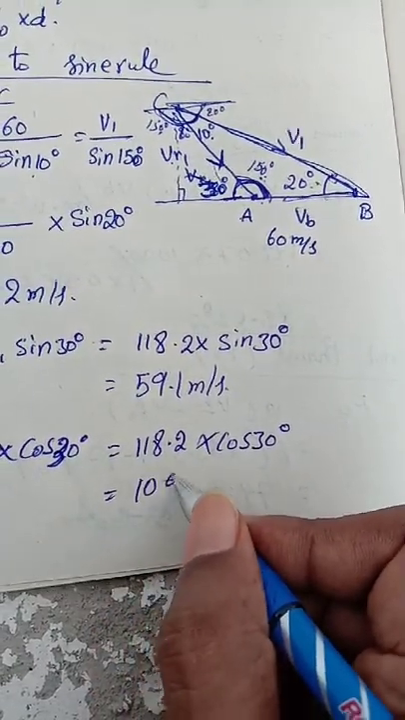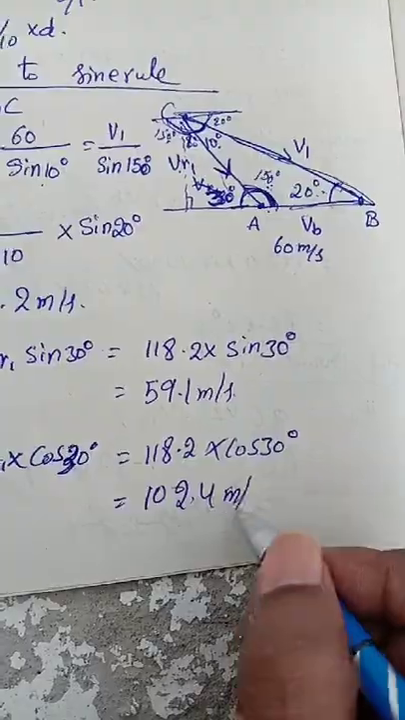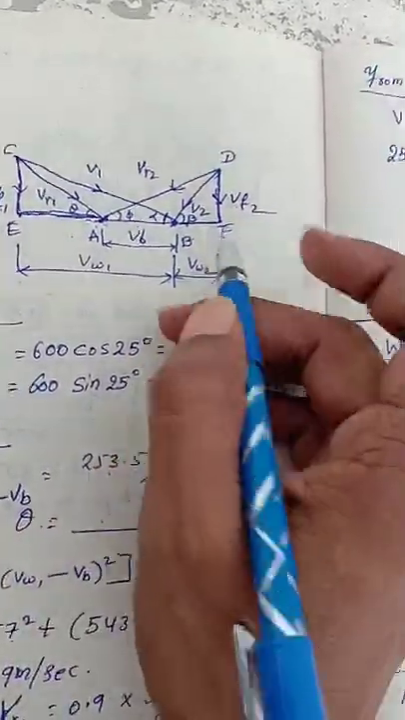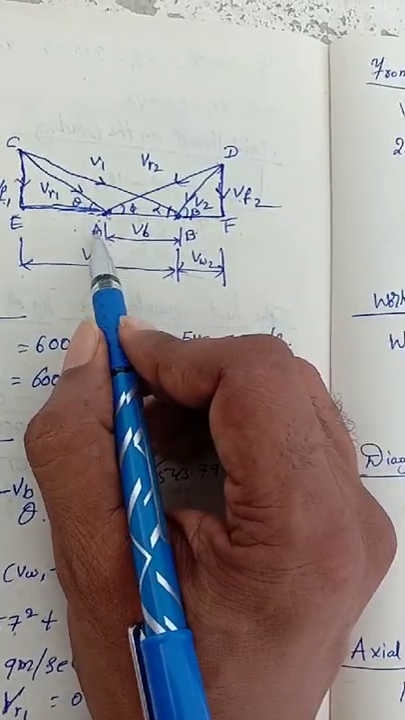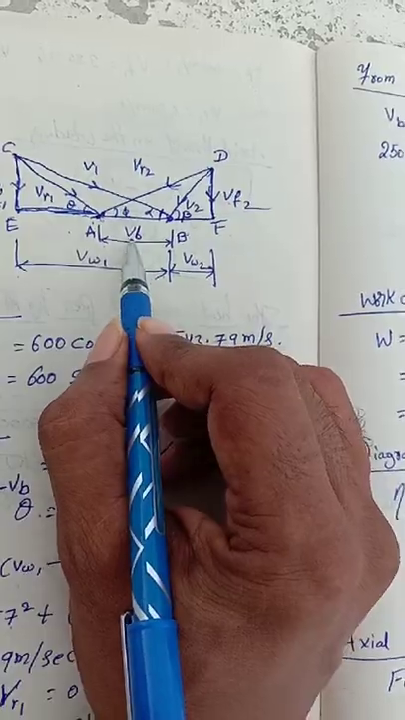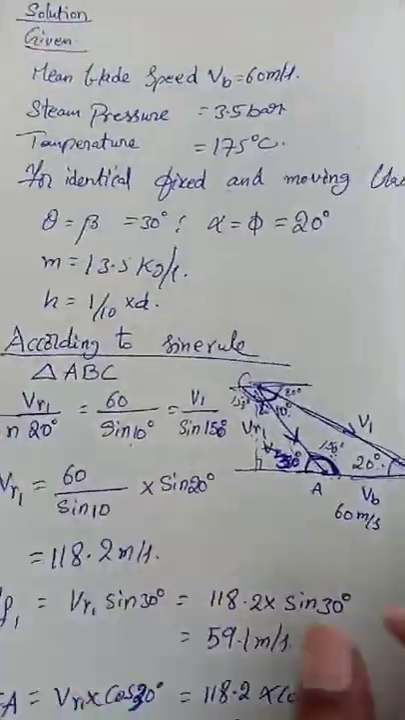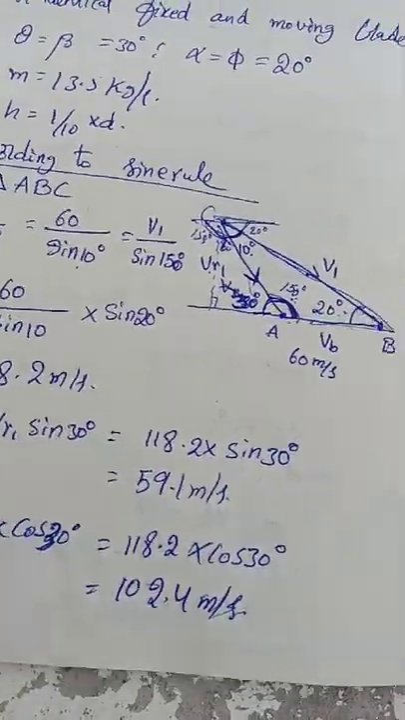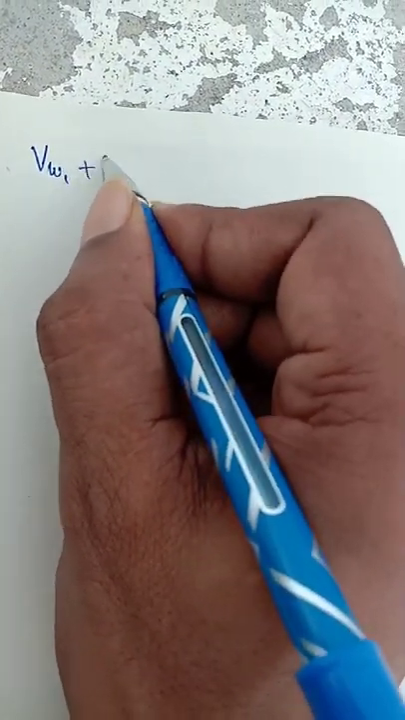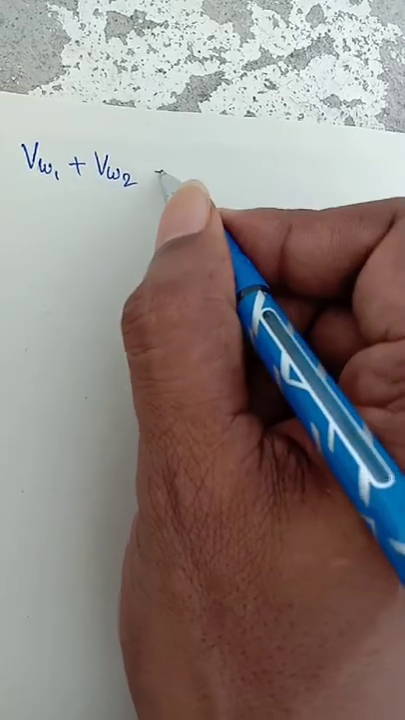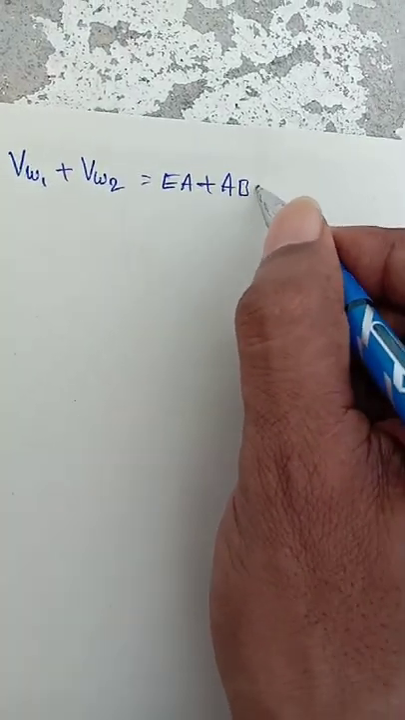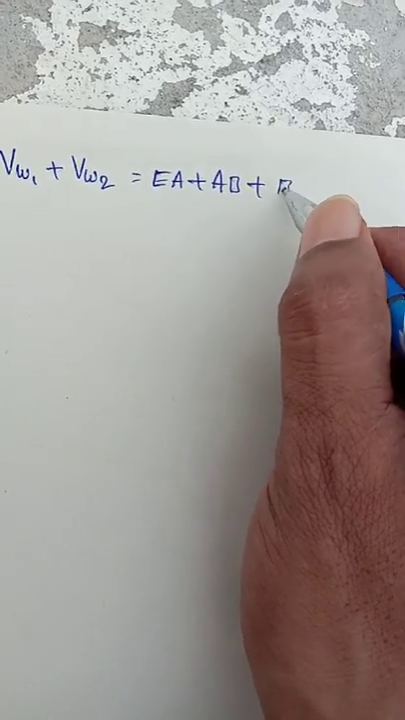Then we calculate here the velocity of VFA. What is that? FA. Now this is the FA distance. Okay, that means VB plus VW2. Now we are going to here to solve VW1 plus VW2. Then that is equal to EA plus AB plus BF.